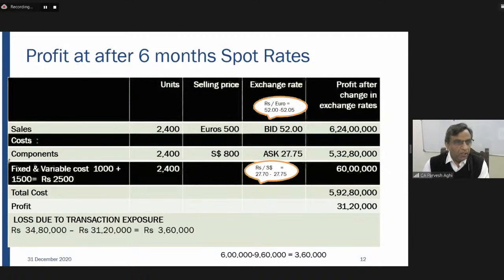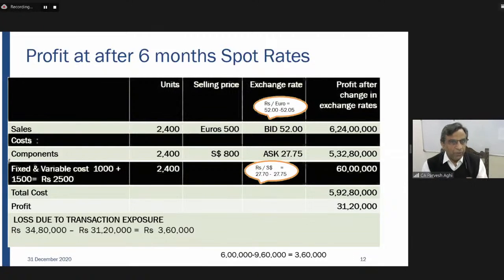So because of the transaction exposure, he has made a loss of 3,60,000. Very good. Now, if you look at a couple of things there, I have arrived at a figure at the bottom of the screen, which is 6 lakh he's gaining on account of the sales. That means the euro has appreciated, so he's making a 6 lakh gain because of that. But he's losing heavily in terms of inputs, which are in Singapore dollars. So he's losing 9,60,000 on Singapore dollars, but gaining in euros. So overall, a net loss of 3,60,000. I hope you have followed.